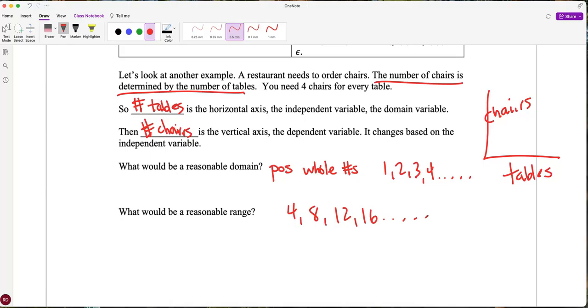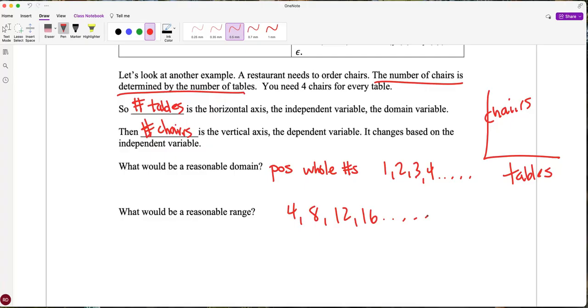Now, is this a continuous domain? Yes. So every number in between 1 and 2 is possible. Oh, this is not continuous. Continuous, like the pool, I could fill the pool for 1.2 minutes or 1.3 minutes, 1.4 minutes. I really can't deal with 1.5 tables, okay? Because I don't order chairs for a half table.